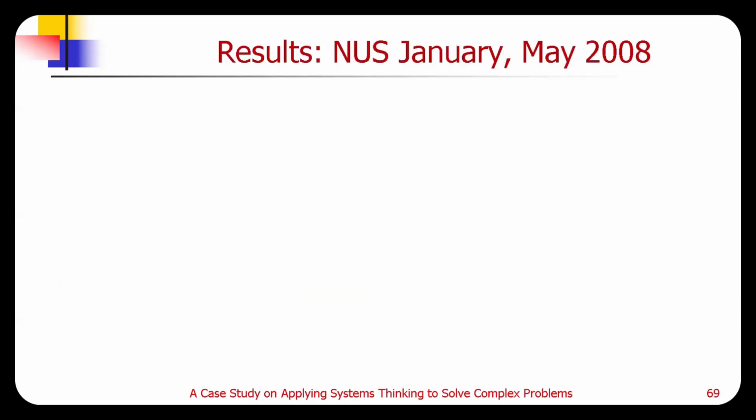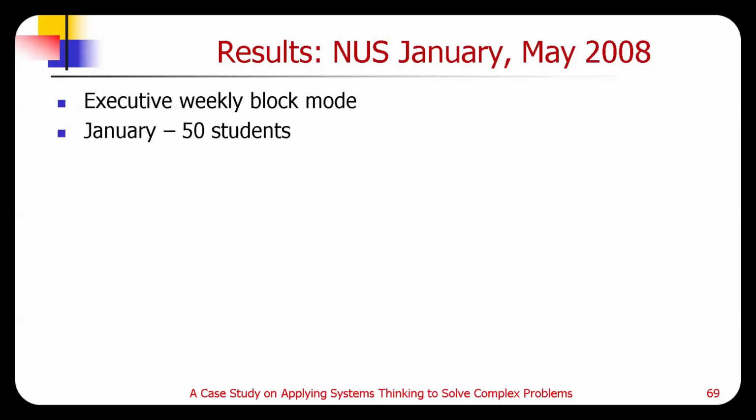I ran the class again at NUS in January and May 2008 before I joined them full-time. Again, executive weekly block mode. In January, there were 50 students. In May, there were 15 students. Because I had 50 students in the class, I couldn't take as much time with each team as I wanted. And I didn't realize until halfway through the class that one of the teams was not communicating with me at all. Remember that little bit of vagueness in there?